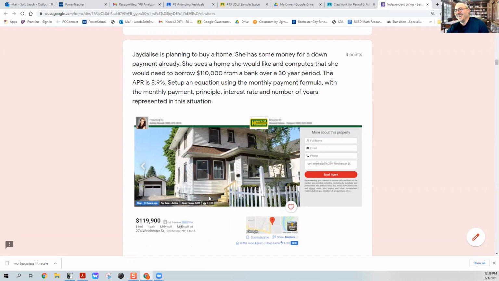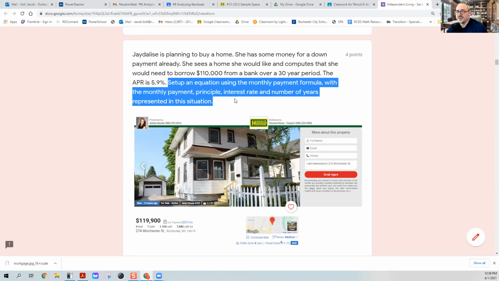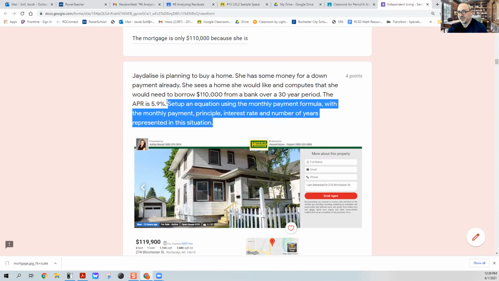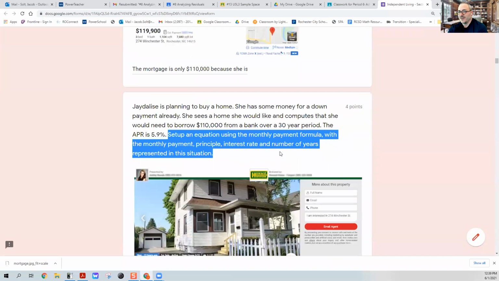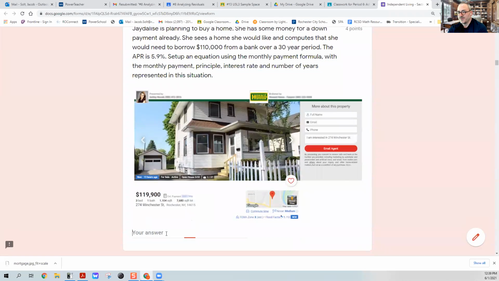Look for pictures. So this time we're going to set up an equation using the monthly payment formula with the monthly payment, principal, interest rate, and number of years represented in the situation. So you're going to use this formula right here to solve this problem. Let me help you get set up with it.